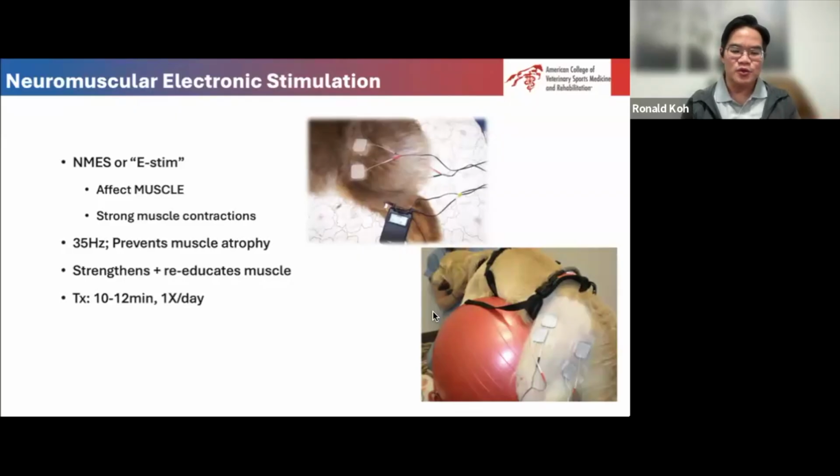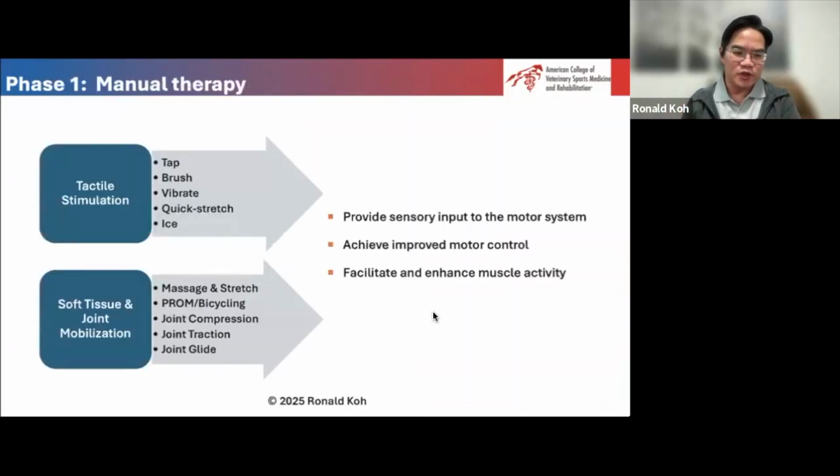use. Okay? I use it 10 to 12 minutes once a day during the time that the dog's not able to ambulate. Now, if the dog is able to ambulate, you probably don't need to do that, because if they're able to contract the muscle voluntarily, you actually need to focus on training them, doing exercises to contract more of the muscles, not necessarily relying on a modality to contract the muscles, because voluntary contraction is always better than non-voluntary contraction.